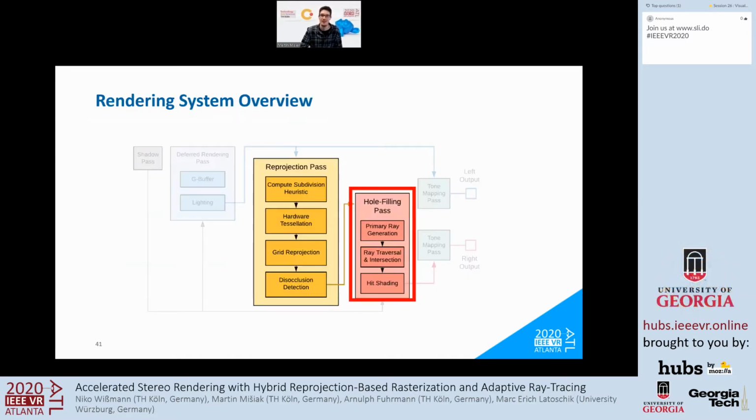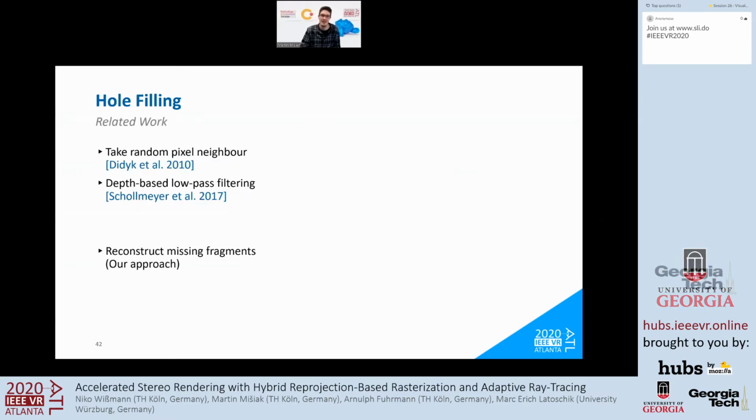The resulting holes in the reprojected image now need to be filled. This happens in our next and final stage. One simple way of solving this problem is by choosing the color of a random neighboring fragment. While very efficient, this method is only suitable for filling in very small regions.